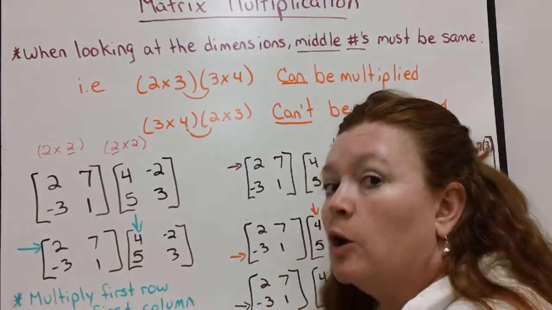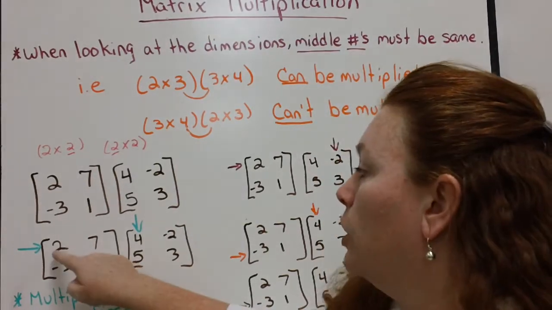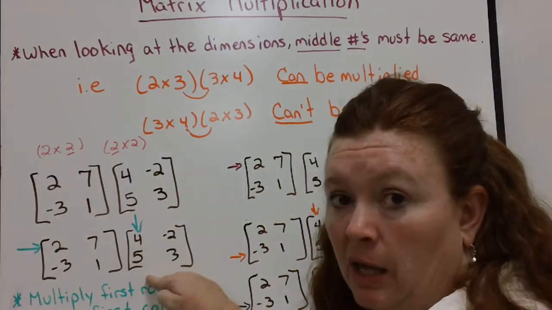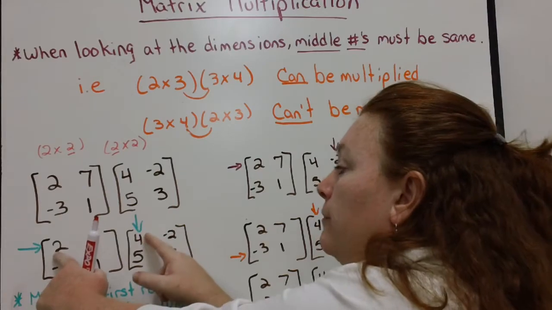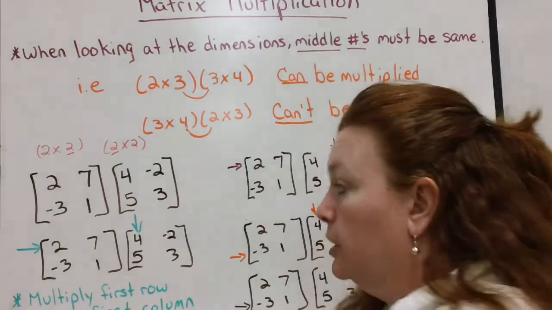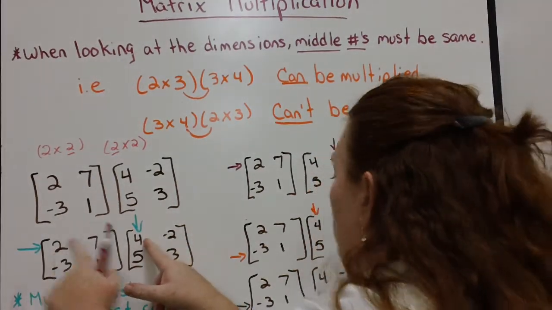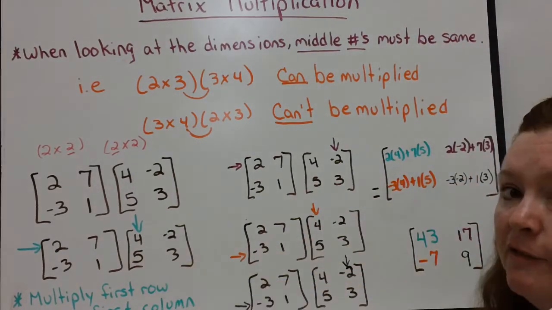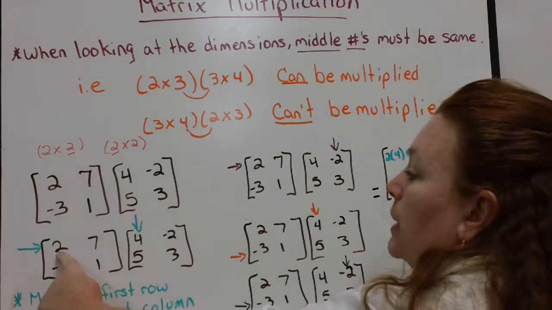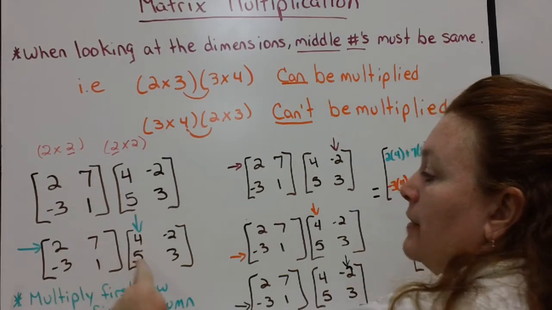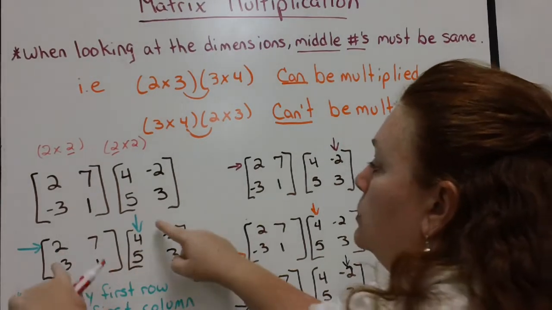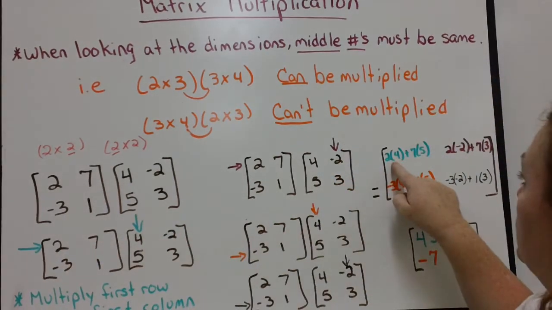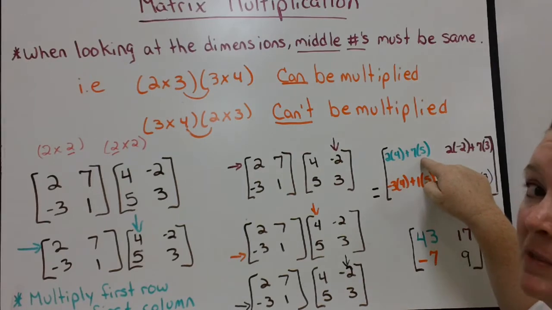Again, we're going to compare corresponding parts. There are 2 numbers in this row. There are 2 numbers in this column. The first number and the first number get multiplied together. 2 times 4. Now, I put this over here. Okay, the green corresponds to the first one. I'm going to multiply 2 times the 4 and 7 times the 5. And I'll show it to you this way. 2 times the 4, 7 times the 5. And I get 2 times 4 and 7 times 5.